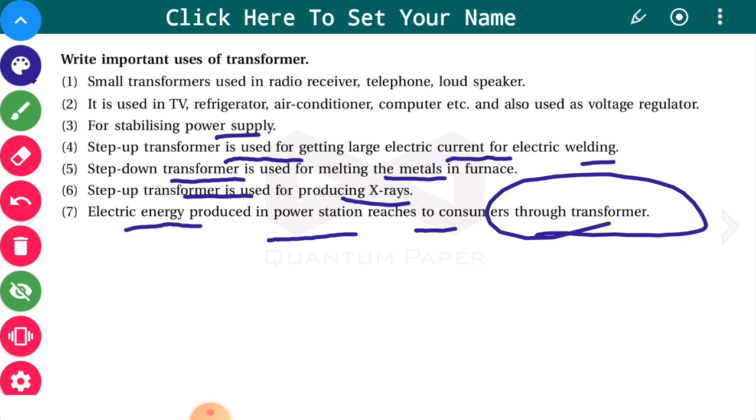So here our lesson number 7 is over. Now we shall discuss the numericals and illustration next time.